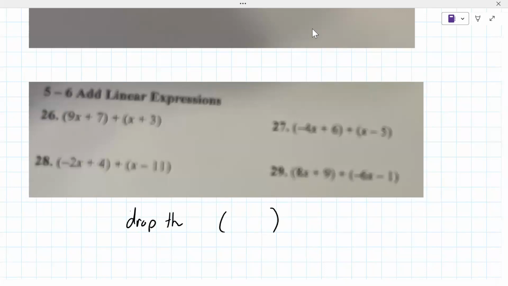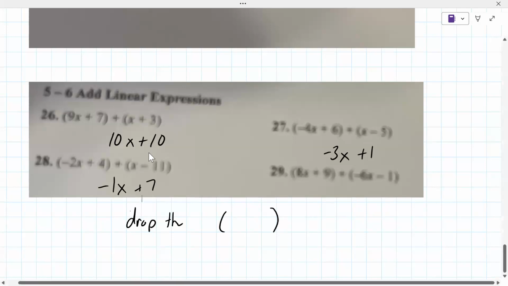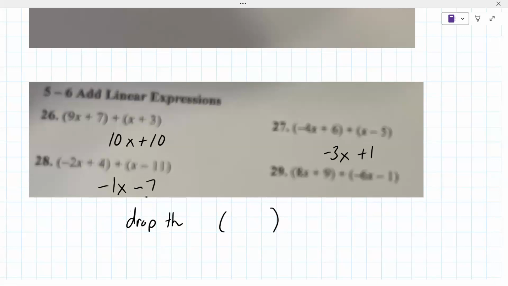10x plus 10 for number 26. And x plus 10, good. Negative 3x plus 1. Negative 1x plus negative 7. Negative 7. 7, thank you. And then 2x plus 8.